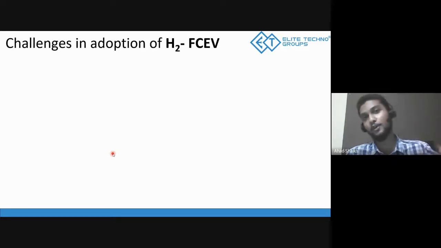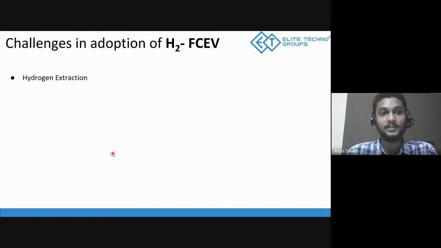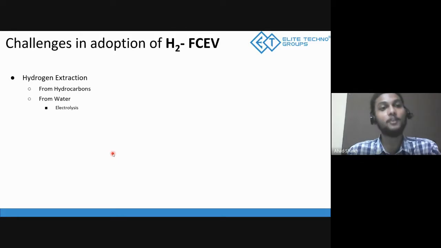Whenever a technology is evolving and getting introduced to the public, there are surely challenges in its adoption. The first challenge is the extraction of hydrogen. Hydrogen can be extracted in two different ways. One is from hydrocarbons, the alkanes and alkynes, which have carbon and hydrogen. But with that method we will eliminate the carbon. We will surely get the hydrogen, but we eliminate the carbon, and that's what we are trying to reduce. If we end up eliminating the carbon, it doesn't make sense to extract the hydrogen with that method. So we try to completely avoid getting it from hydrocarbons.